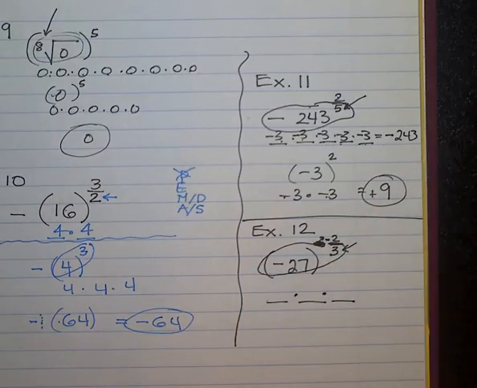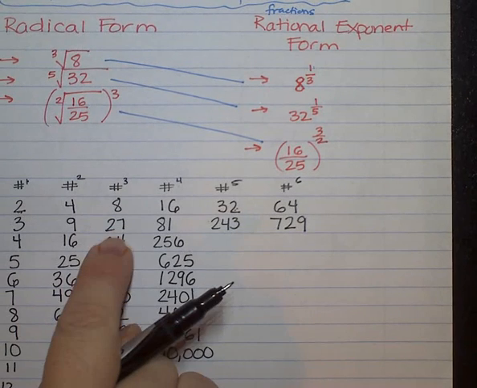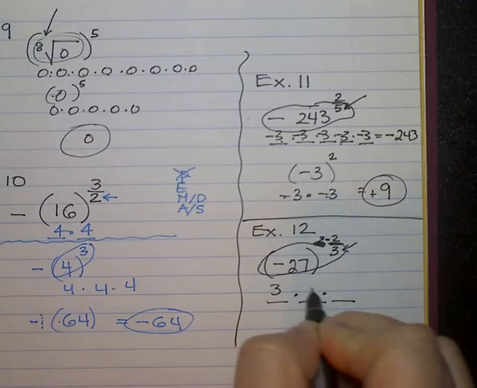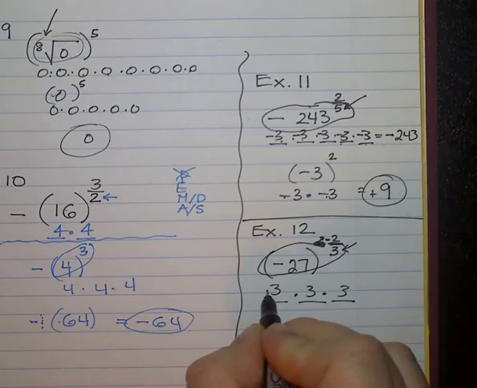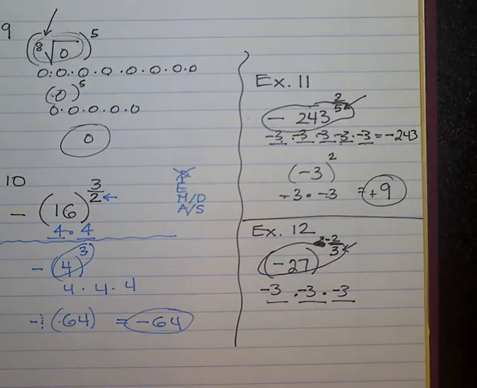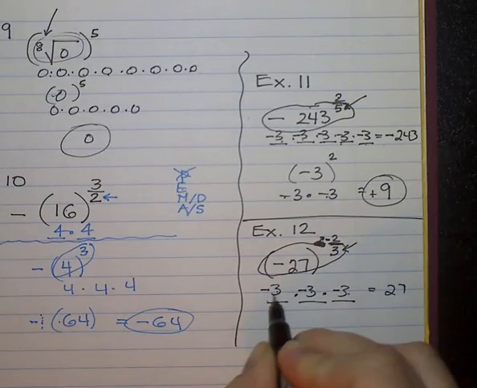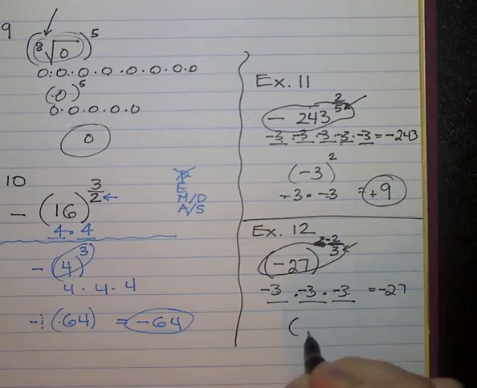So I go back to that list. What number times itself 3 times equals 27? Here's 27 in the third column. 27 is associated with 3, so 3 to the third is 27. Again, it's negative 27, and since 3 is an odd number, I can attach a negative sign in front of each one of the 3's. 3 times 3 times 3 is 27. An odd number of negatives makes it negative. So this portion evaluated is negative 3.